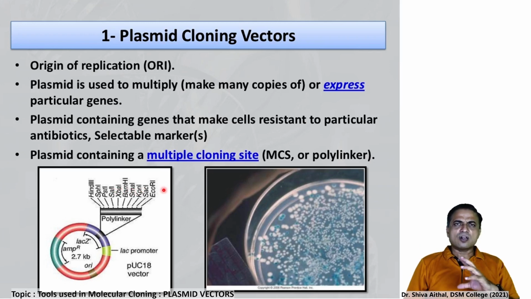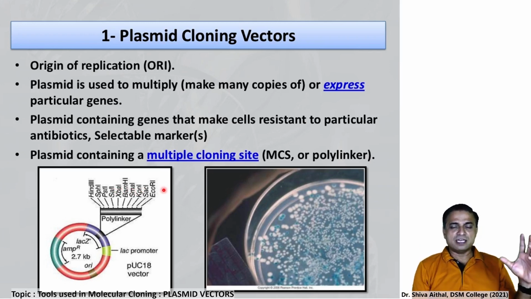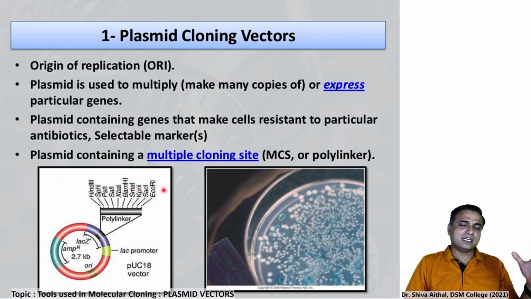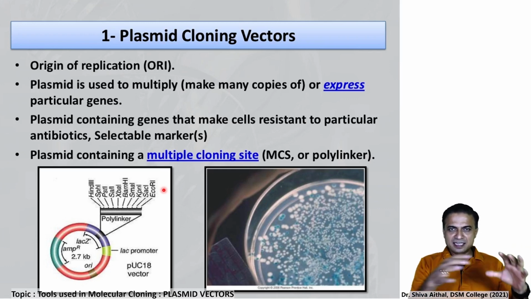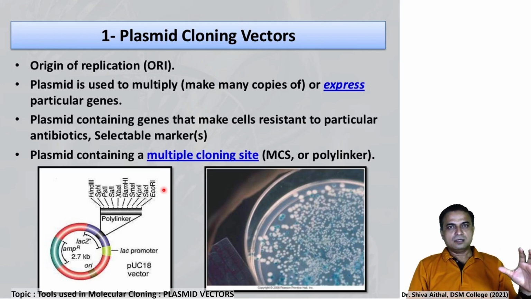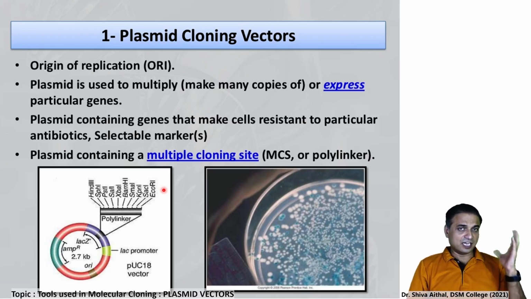All these things are not available naturally. Remember, this is all an artificial technique and we are designing as we want. So the multiple cloning site is a design created by a genetic engineer. It doesn't exist naturally in nature. Why are we calling it engineering?